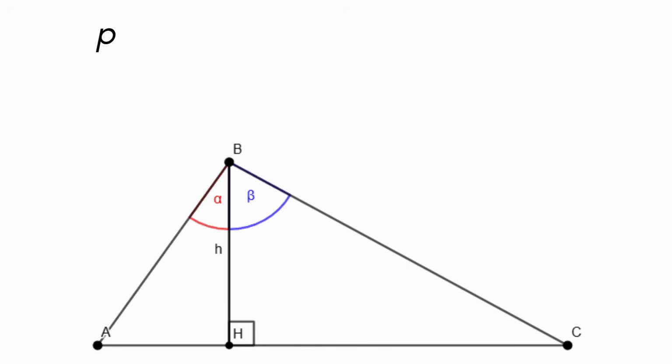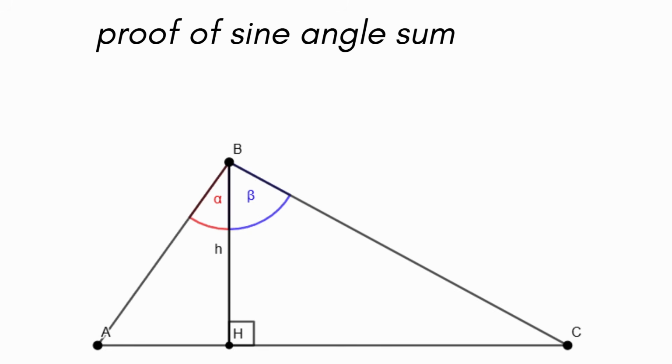Now for the big one, the sine angle sum identity. A lot would disagree, but I would argue that it is the most important trig identity of all. We draw a triangle with vertices labeled ABC, and an altitude dropped from B to H with length h, and the angle B split into two angles alpha and beta by the altitude.